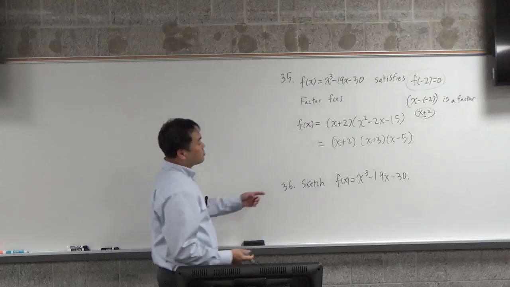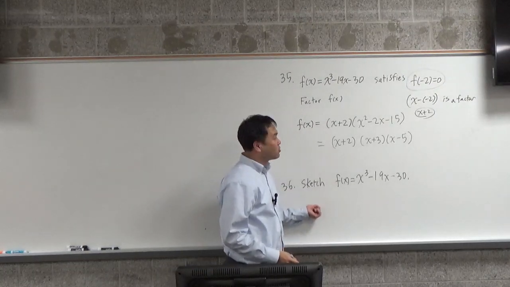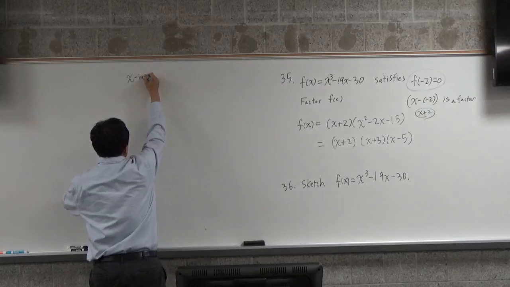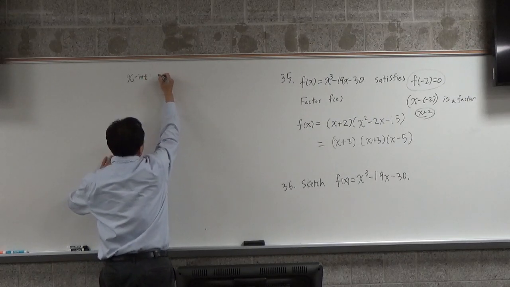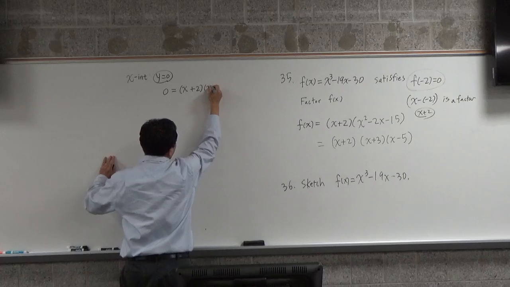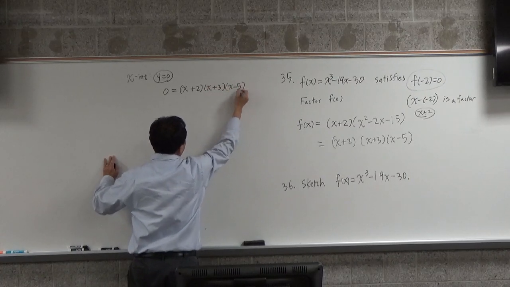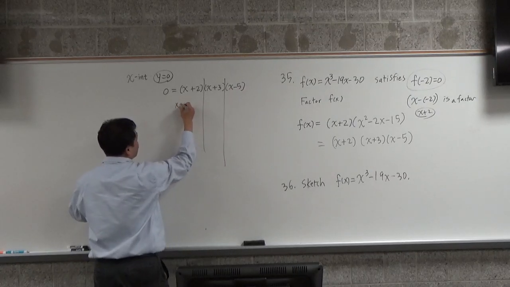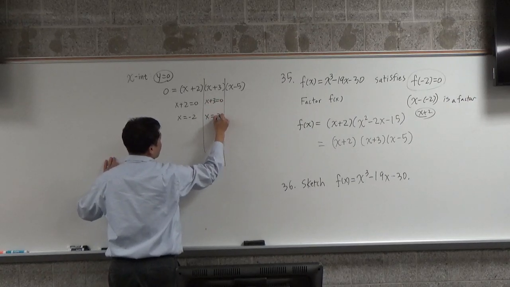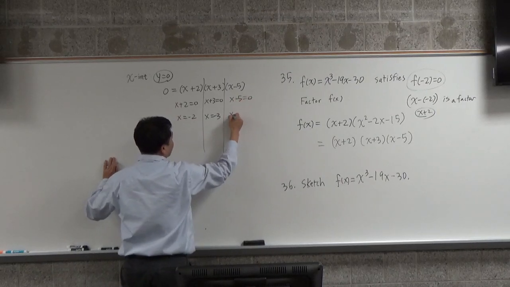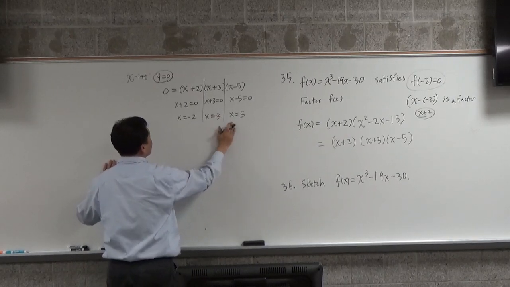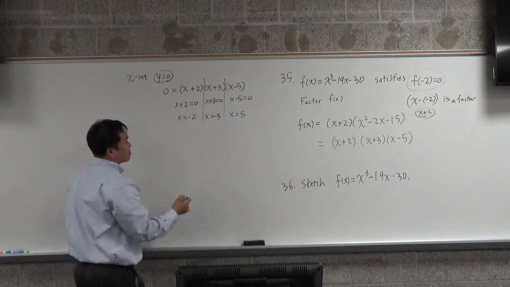The next question is to sketch this, and I didn't write it down, but it says to first find the intercepts. So let's find the intercepts first. X-intercepts. How do you find x-intercepts? Set y as 0. If you set y as 0, you have 0 equals x plus 2 times x plus 3 times x minus 5, which means either x plus 2 is 0, in which case x is negative 2, x plus 3 is 0, in which case x equals negative 3, or x minus 5 is 0, in which case x is 5. So you have negative 2, negative 3, and 5 as solutions, or the x-intercepts.